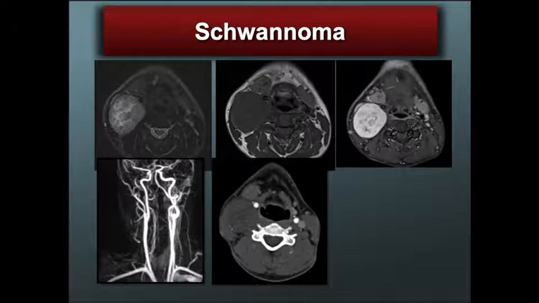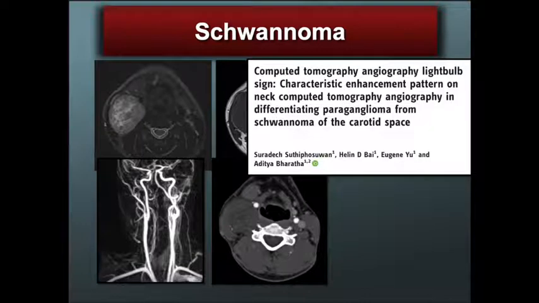No glomus tumor in its right mind would show this kind of enhancement. Actually, this has been recently published. The authors have described something called the light bulb sign that should help differentiate glomus tumors from other lesions in the carotid space. However, just as a side note, something that can look like a glomus tumor on the CTA and contrast-enhanced soft tissue of the neck are metastases from papillary thyroid carcinoma as well as renal cell carcinoma. They can be quite hypervascular and can show a similar enhancement pattern to the glomus tumors.